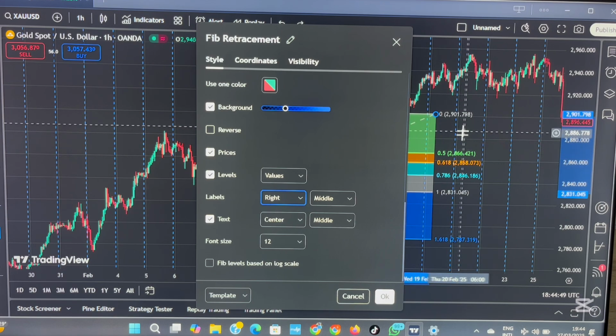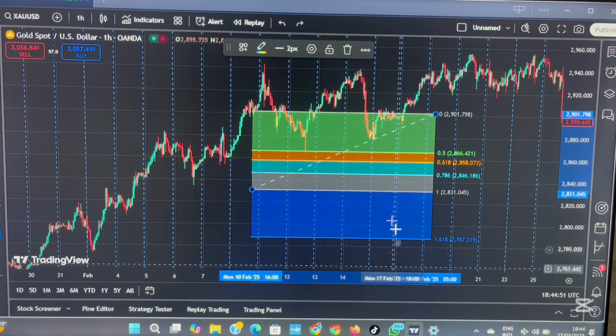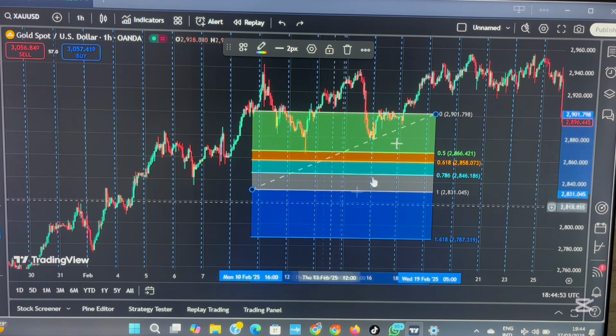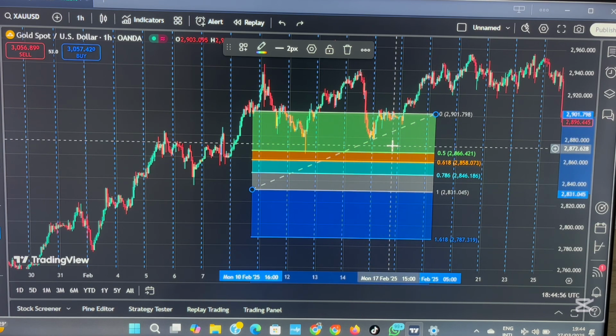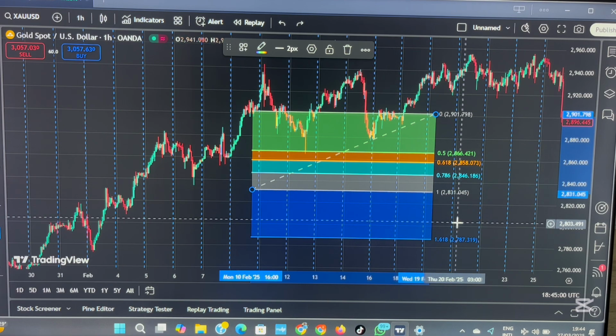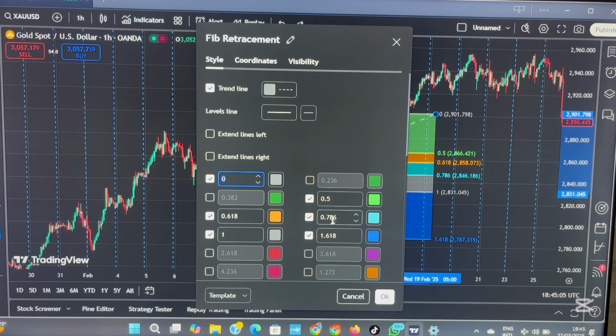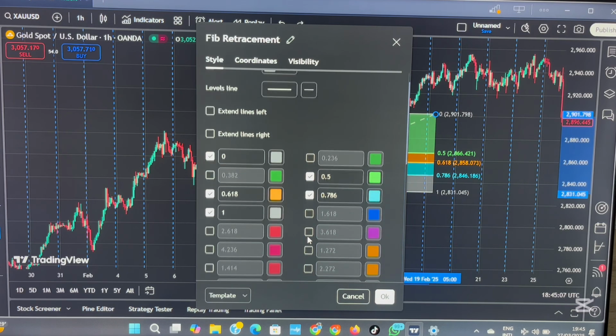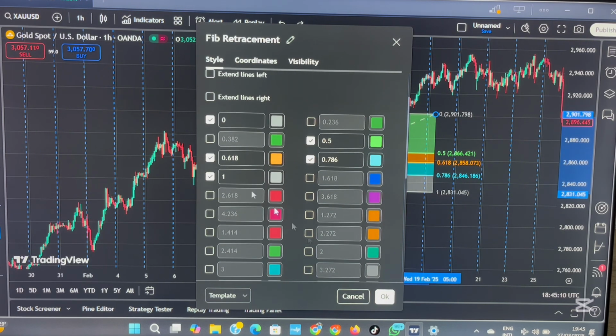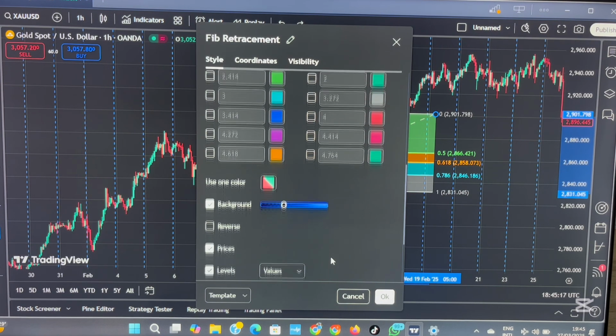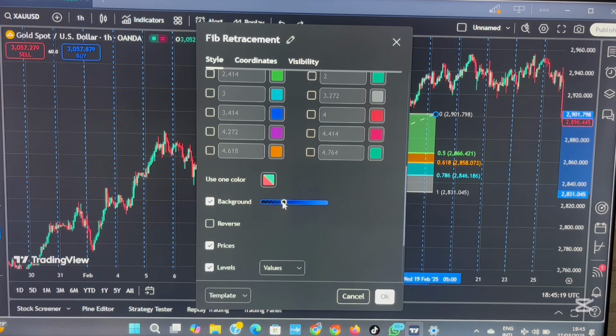Now, if you observe again, the Fibonacci has these colors all over it, but I don't like the colors. All I need is the line and the numbers. Don't forget to untick all these unnecessary numbers and only leave 0, 1, 0.6, and also this 0.7. So I don't like the color. Some people do, some people don't. Me, I don't like it.